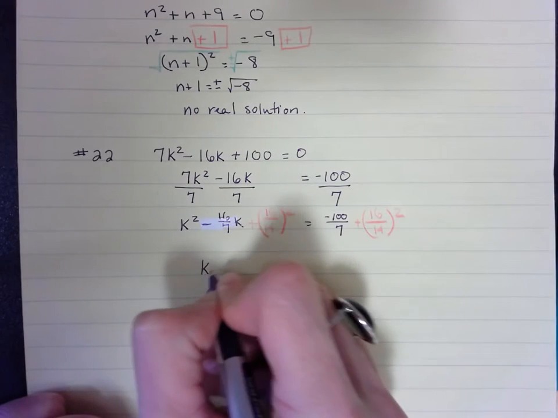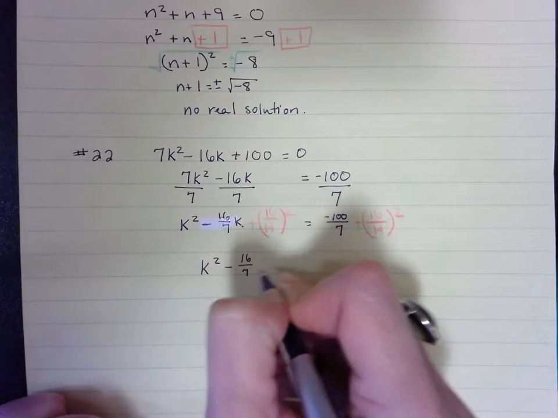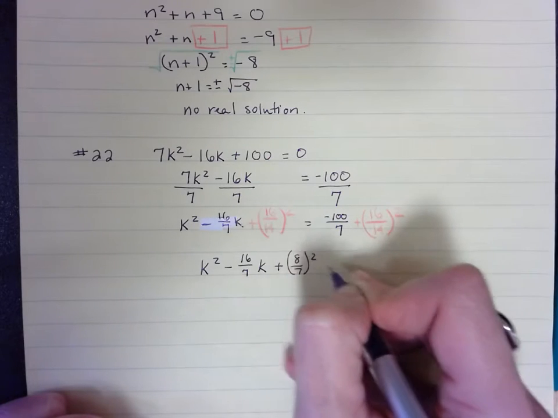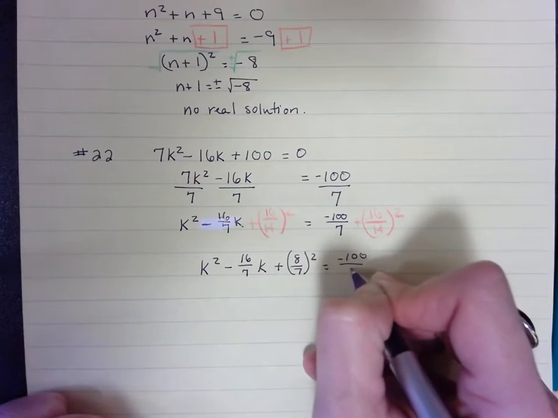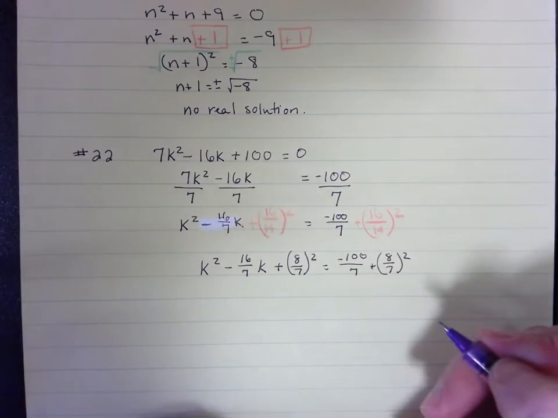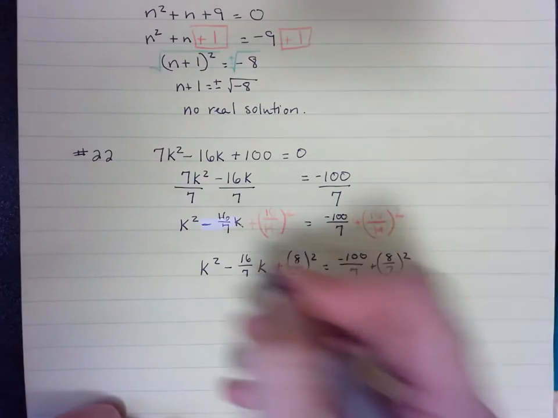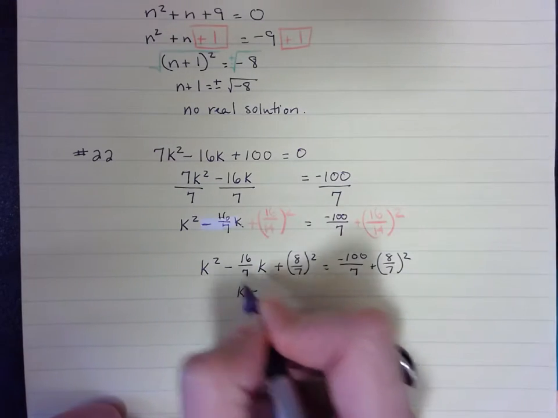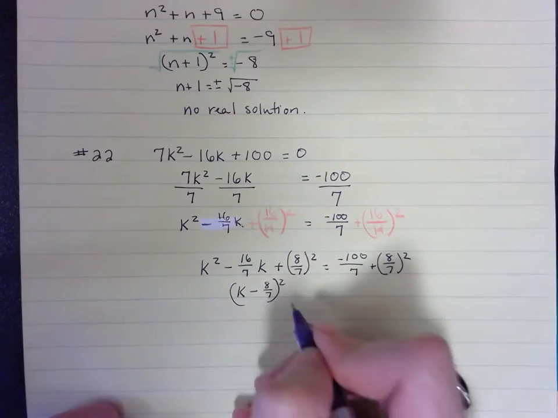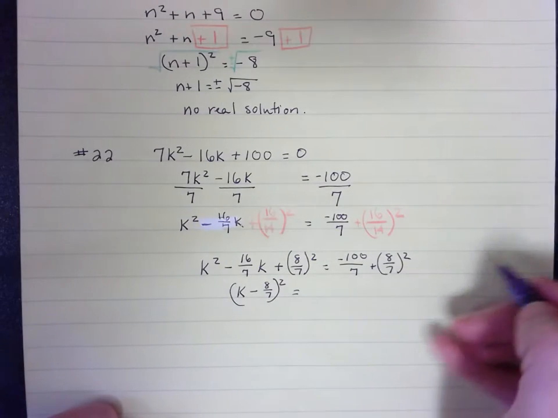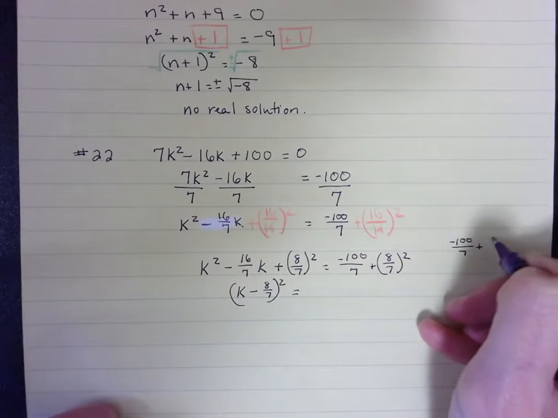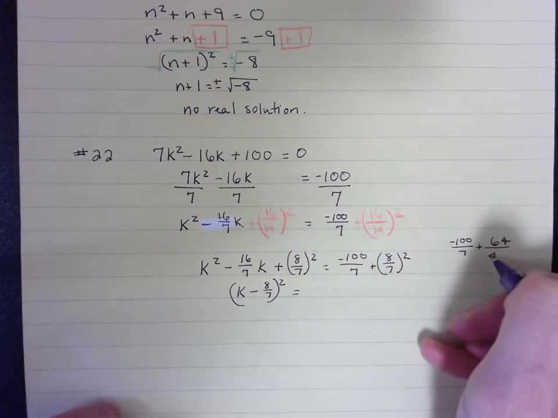So I'm just going to rewrite it as k squared minus 16 over 7k plus 8 over 7 squared equals negative 100 over 7 plus 8 over 7 squared, and that's just going to make things easier as I move along. So my factors are k minus 8/7 squared equals, now I have to do the math here, so I'm going to come over here and do my math. Negative 100/7 plus 64 over 49.